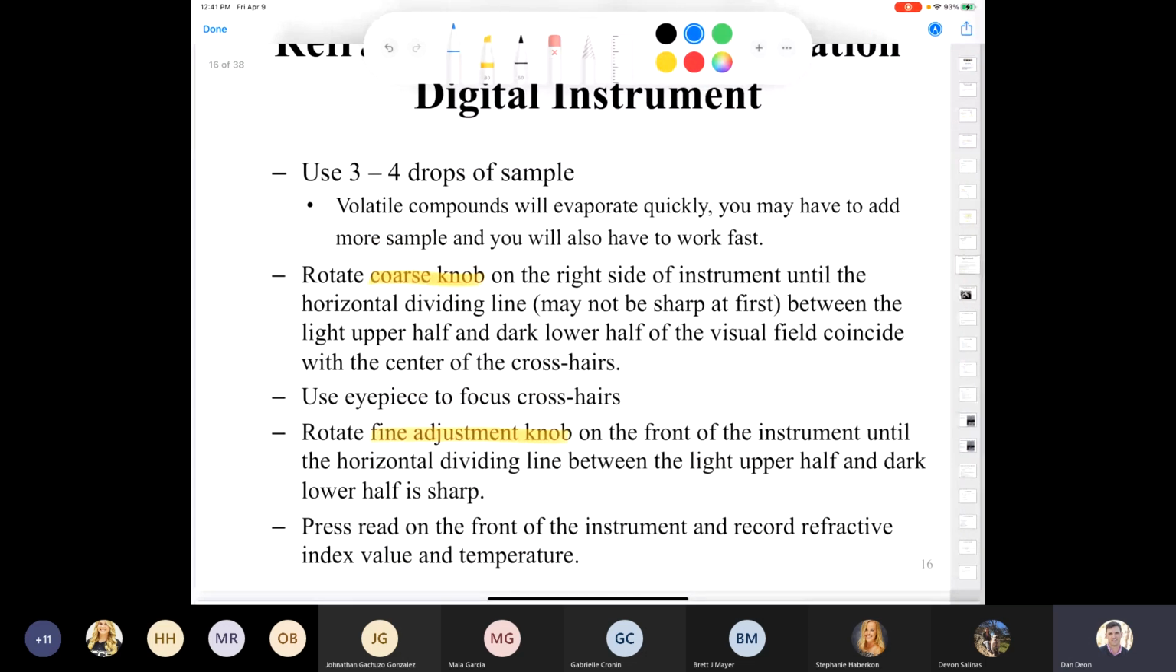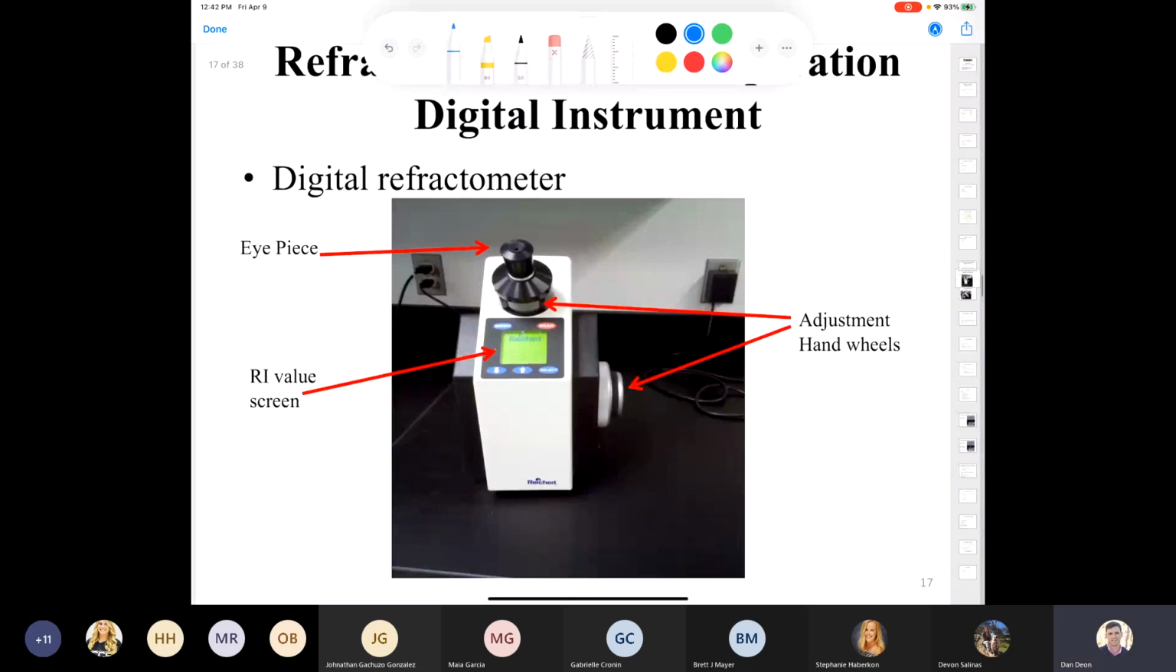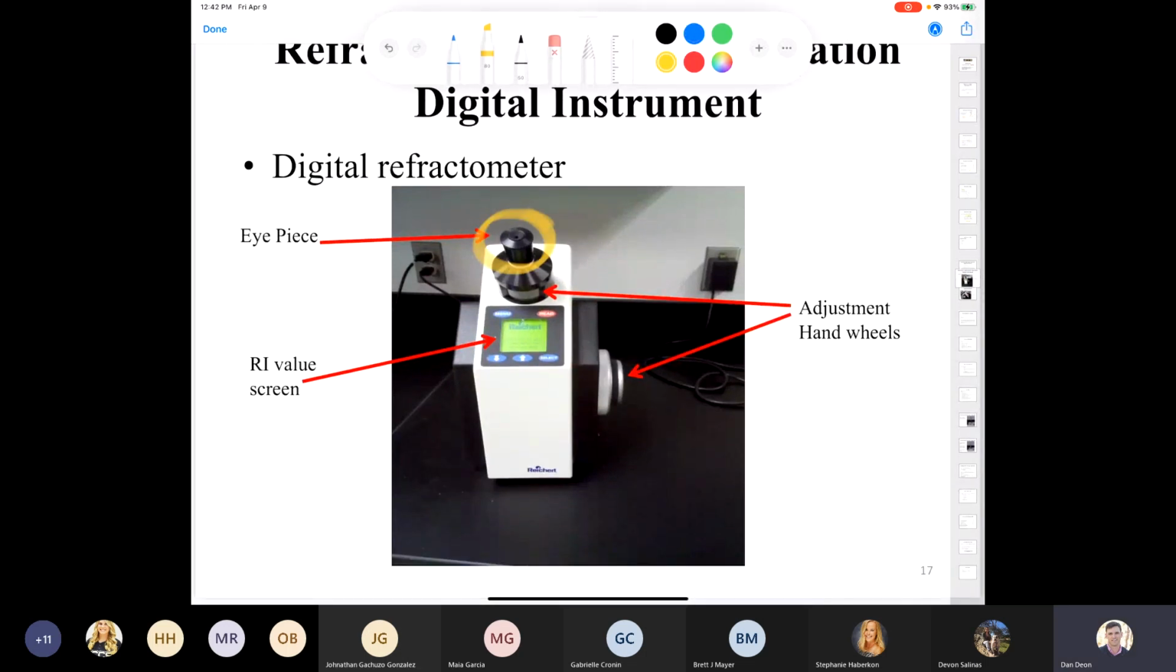You're going to adjust the coarse knob so that the horizontal line, which might not be sharp at first, it might be a little fuzzy, but it divides the upper light half and the lower dark half, is exactly at the center of the crosshairs. Once you've got it exactly at the center of the crosshairs, then you're going to use the fine adjustment knob to get it to focus in so that everything is really sharp. Then you simply press the button that says record refractive index, and you write it down in your lab notebook. So it is not difficult to run a refractive index. It literally takes seconds.